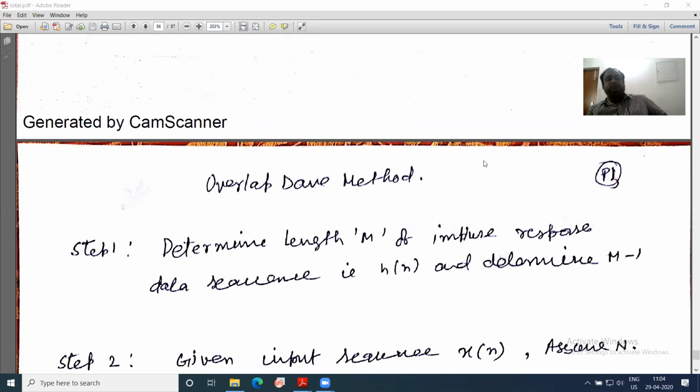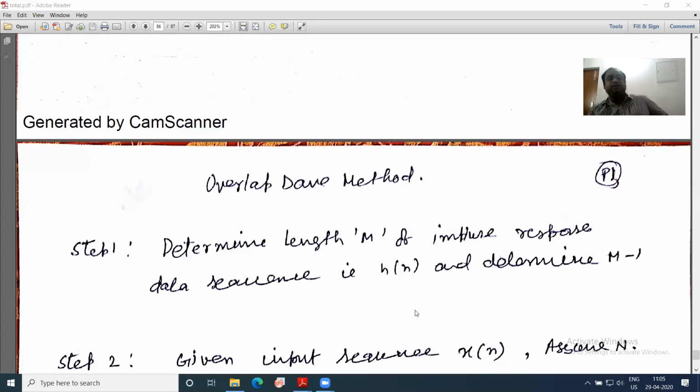Okay, next is the overlap save method. Now, in the overlap save method, I have written steps instead of theory. Here also it is the same thing. Same thing means you will be having one longer sequence and one smaller sequence.